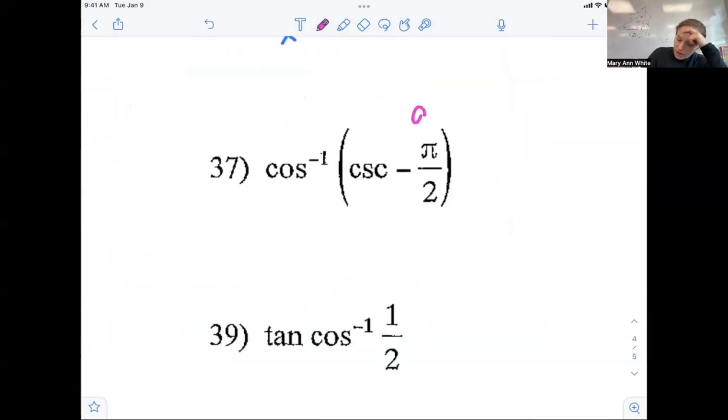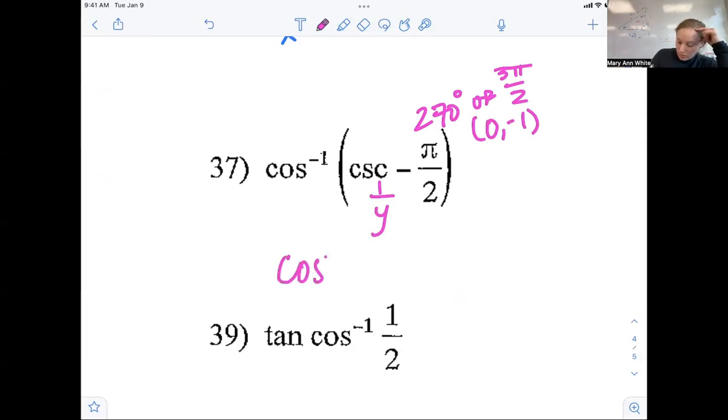Cosecant of negative pi over 2, that is 270 or 3 pi over 2. And cosecant is 1 over y. We know the point at 270 is 0 comma negative 1. So 1 over negative 1 is just negative 1. So inverse cosine of negative 1, what angle has my x that's negative 1? That's going to be pi or 180.